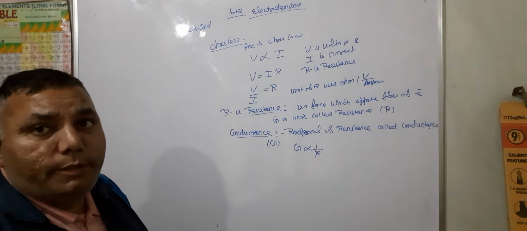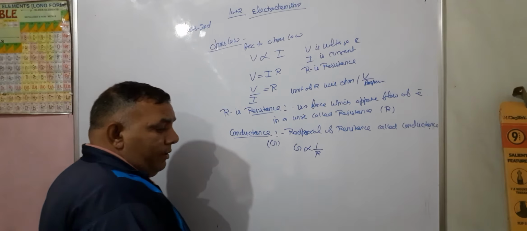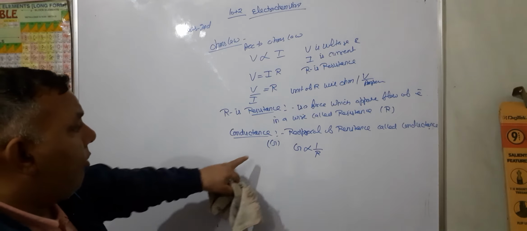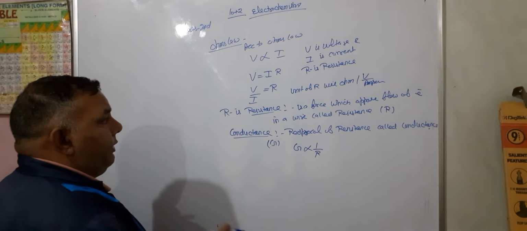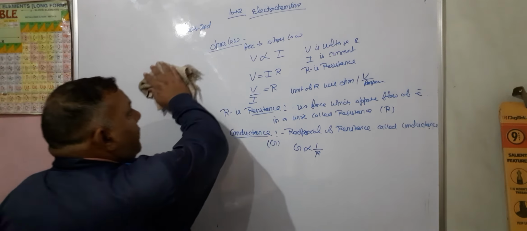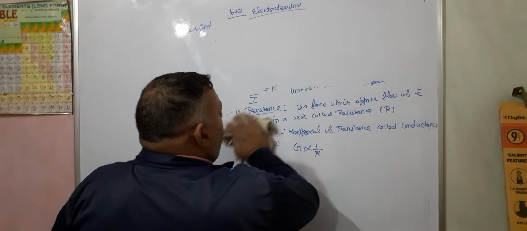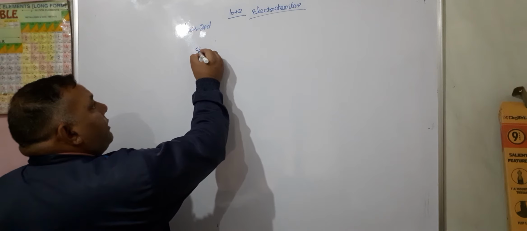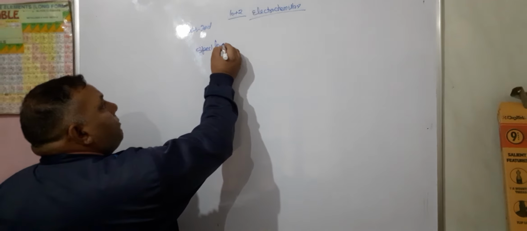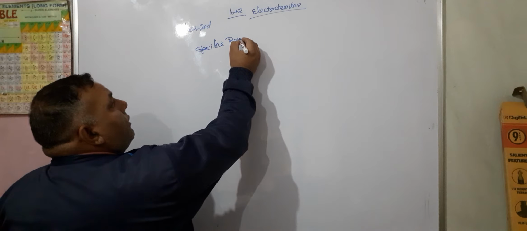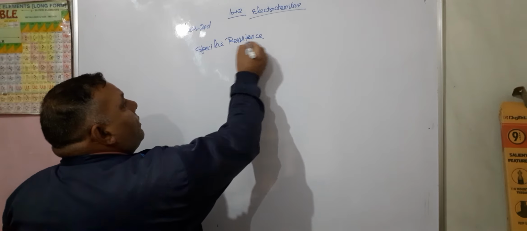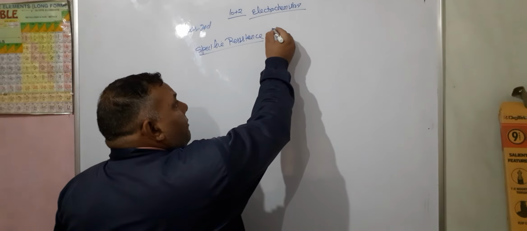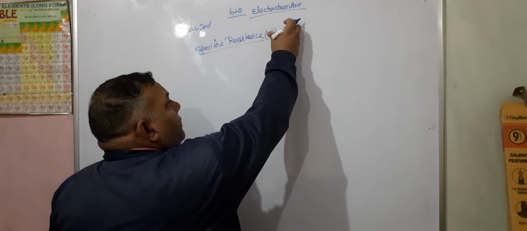What do you mean by the specific resistance? Next, what do you mean by the specific resistance. Look at the next, children. Specific resistance. We know that it is also represented by rho, just like this.